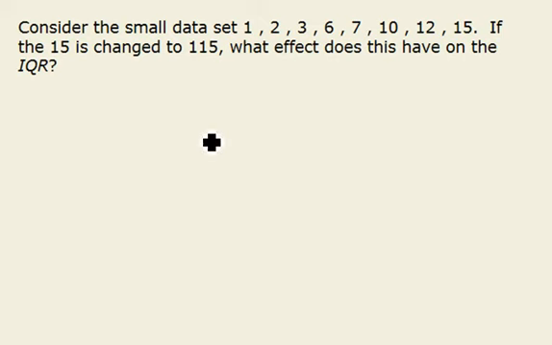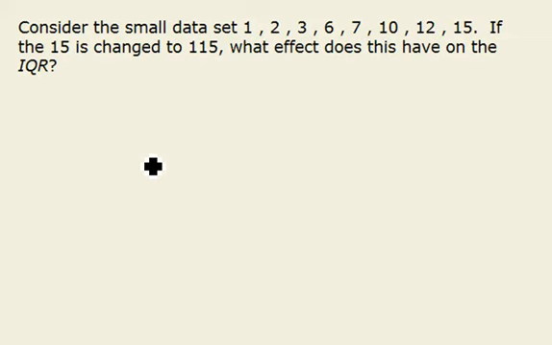We want to look at this data set and consider what would happen if we change the largest value, which is a 15, to be 115. And so if we introduced an outlier into the data set, what effect would that have on the interquartile range, or IQR? Well, the IQR is a measure of spread that is not affected by outliers.